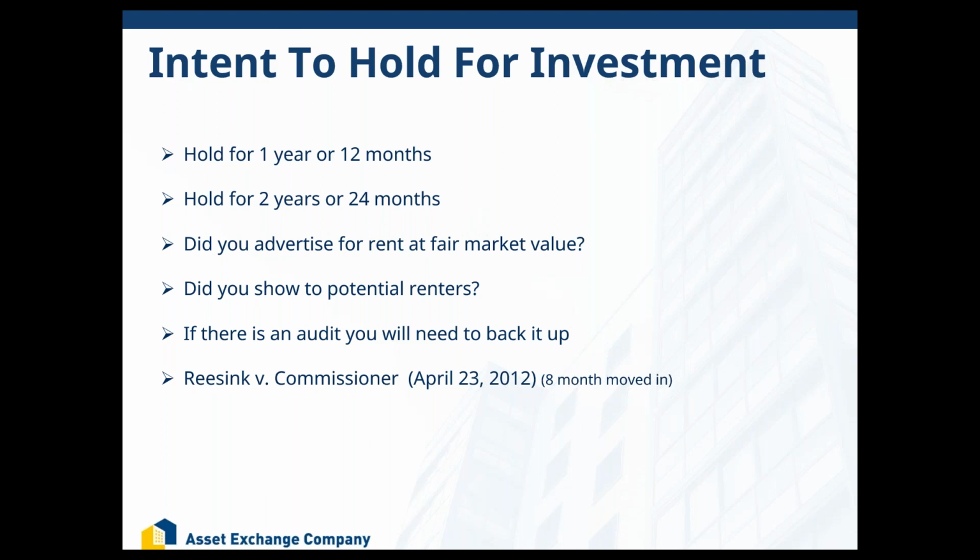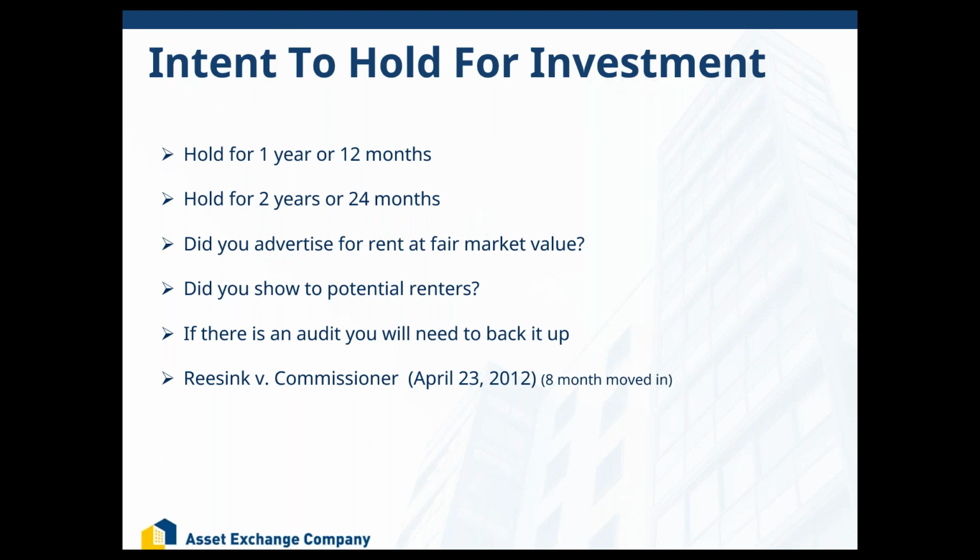If you get audited and the IRS comes in and says, prove to us you held that property for investment, you're going to have to be able to back it up. I list one particular court case on the slide. It's referred to as Resnick versus the Commissioner. In that particular court case, you had a husband and wife. They owned a single-family residential home, and that was their primary home. They also owned another single-family residential home that was an investment property, a rental property.